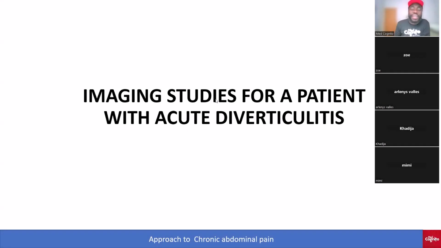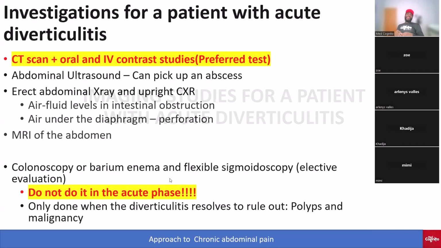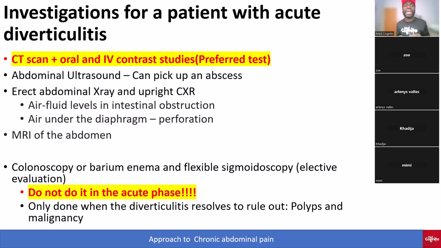Studies for a patient with acute diverticulitis. We do CT scan plus oral or IV contrast. That is the preferred test. CT scan plus oral or IV contrast.